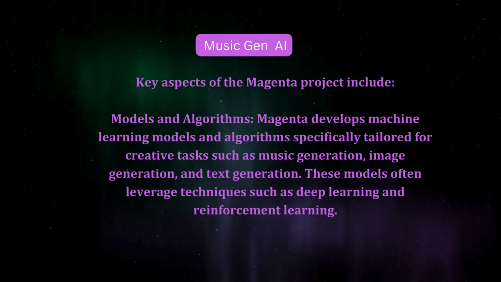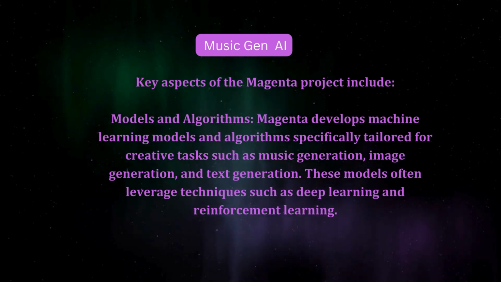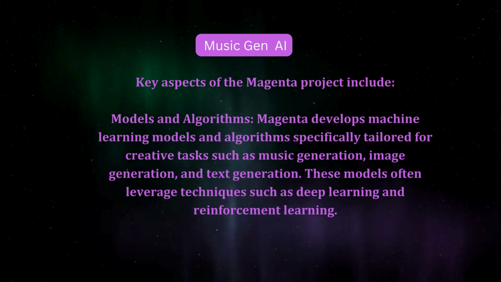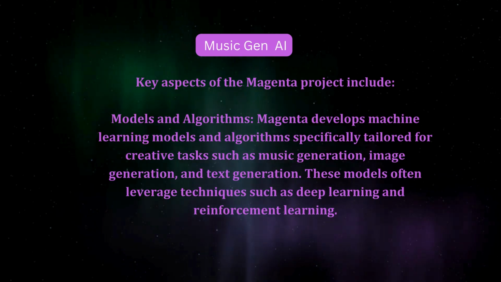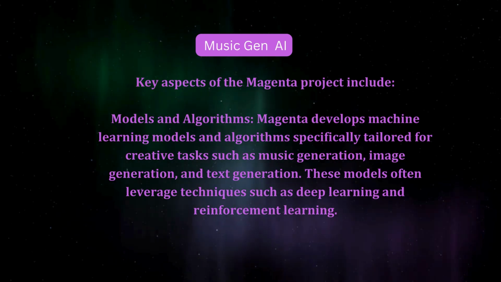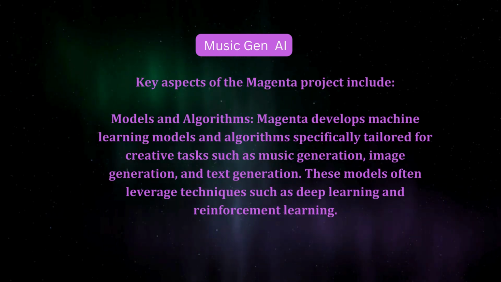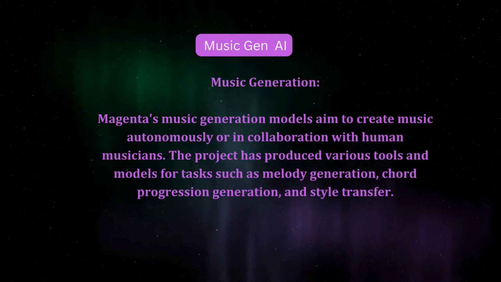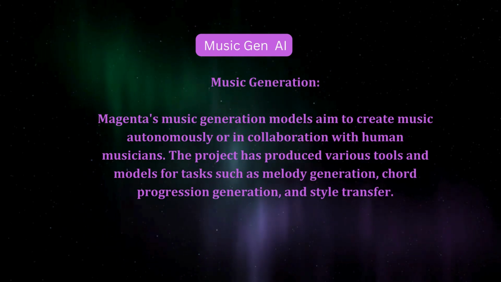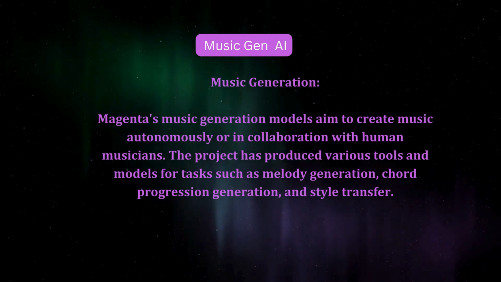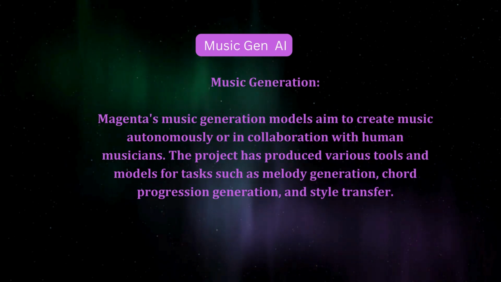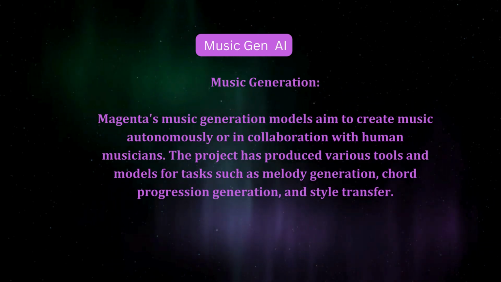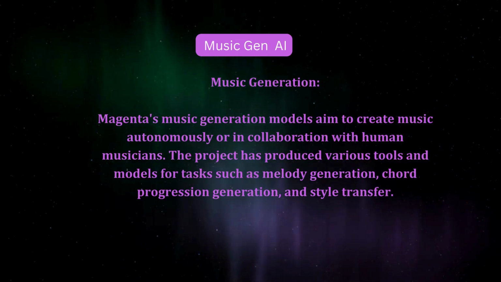Key aspects of the Magenta project include models and algorithms. Magenta develops machine learning models and algorithms specifically tailored for creative tasks such as music generation, image generation, and text generation. These models often leverage techniques such as deep learning and reinforcement learning. Music generation. Magenta's music generation models aim to create music autonomously or in collaboration with human musicians. The project has produced various tools and models for tasks such as melody generation, chord progression generation, and style transfer.